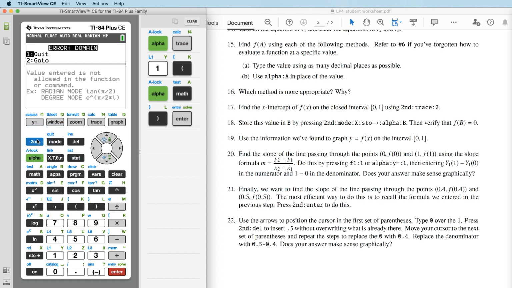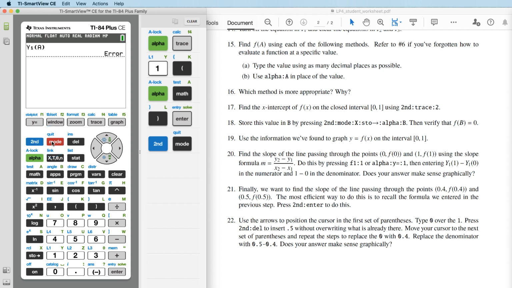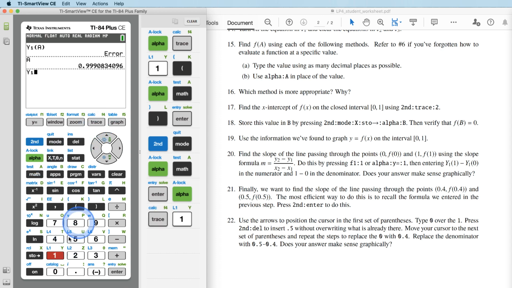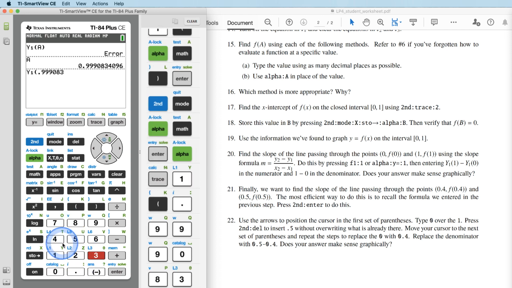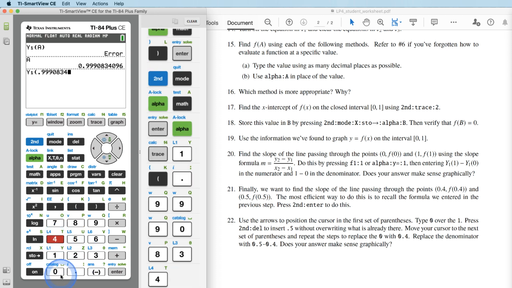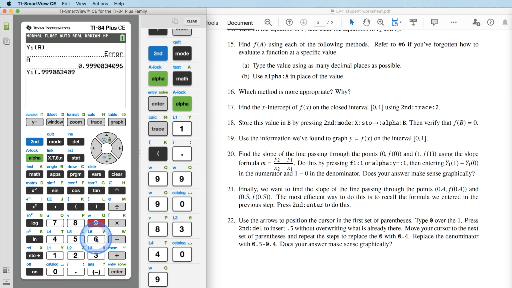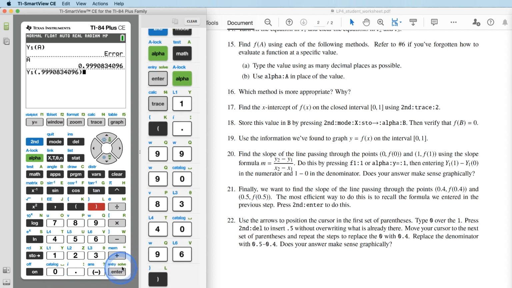Now, if I hadn't used a, if I had actually typed the value, and I don't remember what a is, so let me just get it on the screen here. Okay, so let's try this again where I'm just typing it. So now I want y1 of, and I'm going to type it manually, 0.990834096. And we'll see if that produces an error. That does not produce an error.